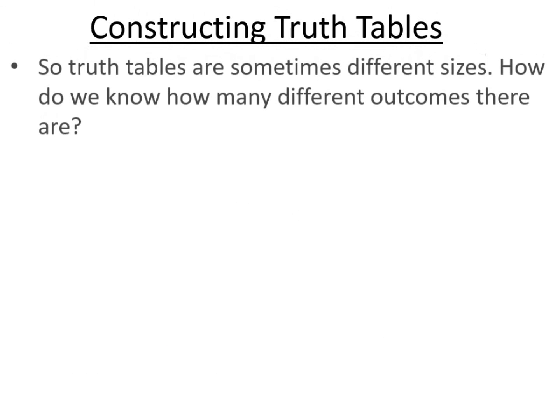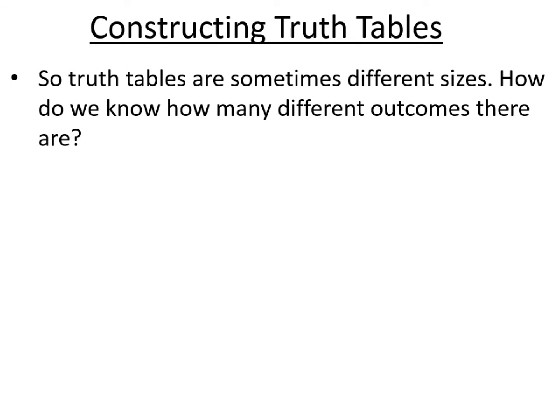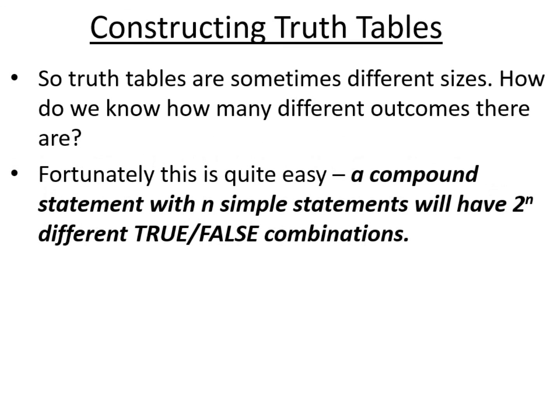So when we want to construct truth tables, we will see that there are sometimes different sizes of truth table. How do we know how many outcomes there are? Well, it's actually quite easy. If we have more than just a simple statement on a unary operator, then we can say that any compound statement with n simple statements will have 2 to the power of n different true or false combinations.